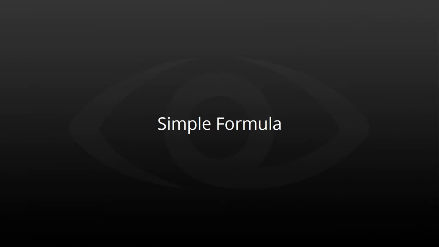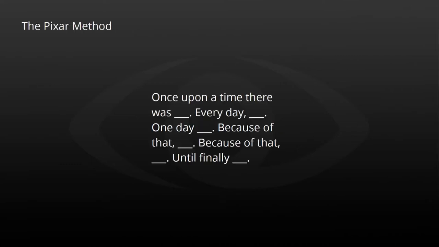One of the coolest parts of this is a really nice formula for coming up with a simple story. You can literally just take this formula and come up with a simple story in about 5 minutes. This is the Pixar method formula for storytelling. It goes: once upon a time, there was something. Every day, he something, something, something. One day, something happened. Because of that, something else happened. Because of that, something else happened. Until finally, over. So the idea is that using that formula, you can quickly fill that in and come up with a basic story or an outline for that story.